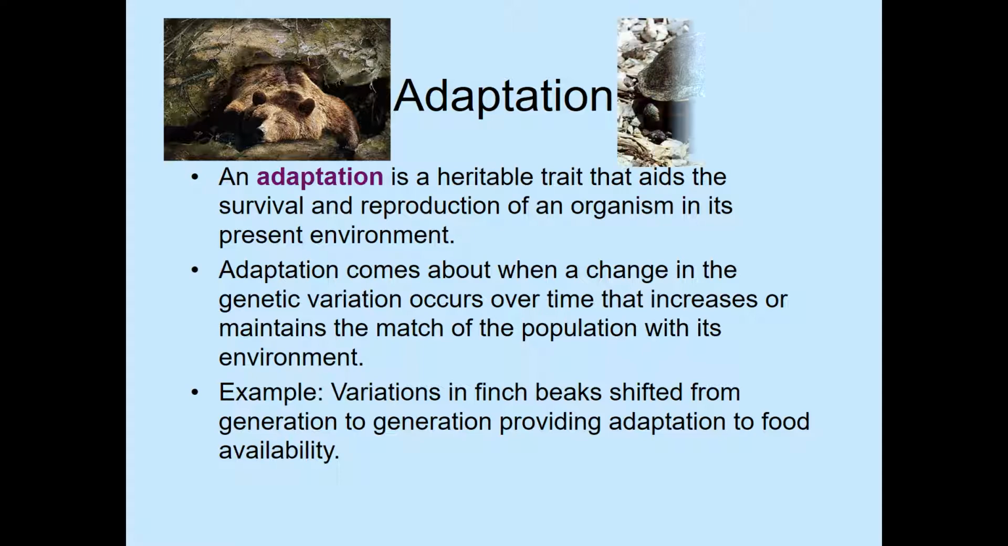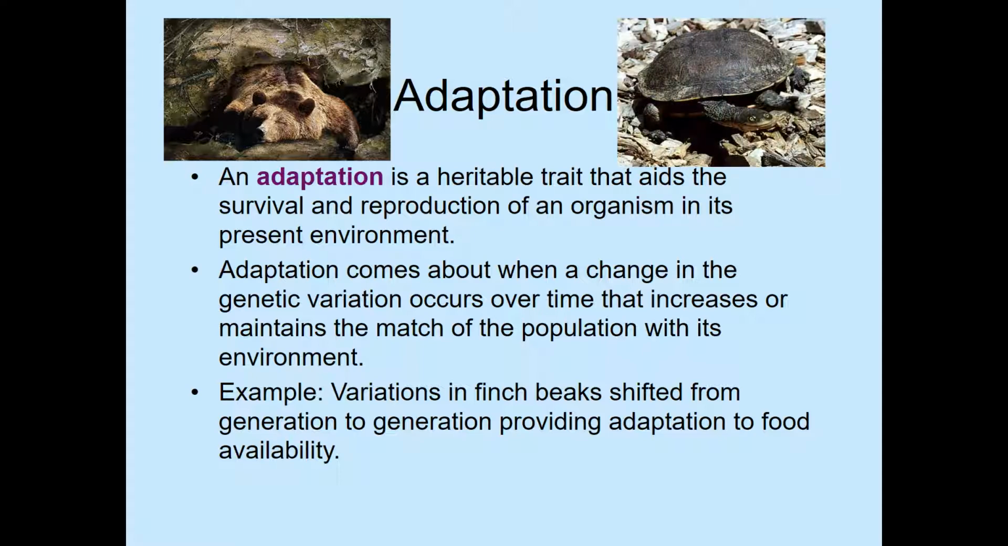Now, an adaptation is just a trait that helps an organism survive and reproduce in its present environment. An adaptation comes about when there's a change in genetic variation that occurs over time that increases or maintains the match of the population with its environment. Okay. And the example given here is the variation in the finch beaks, which helps them eat certain foods that are available to them. Okay, and the finch beaks were different on the different Galapagos Islands that Darwin observed.